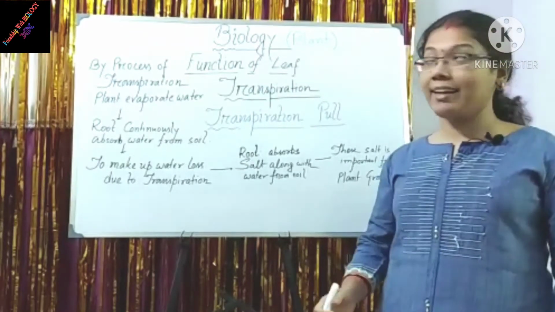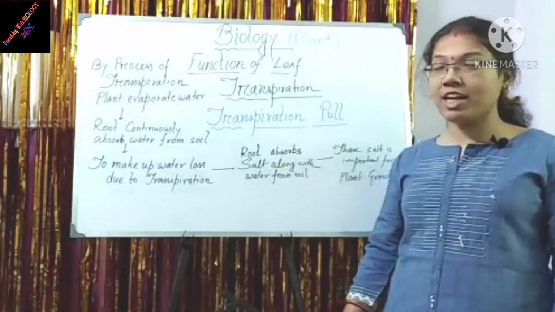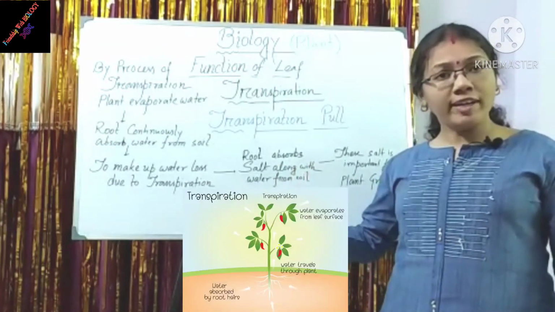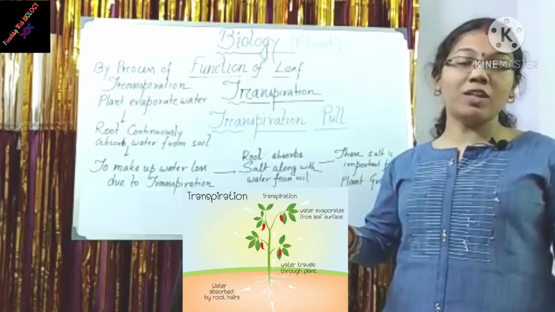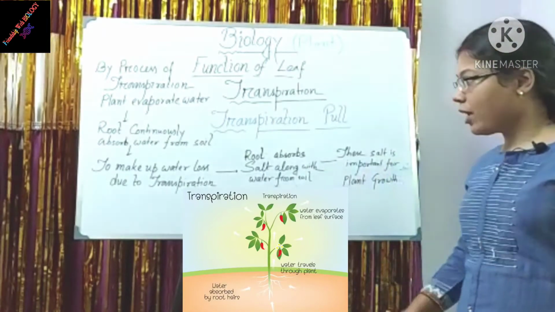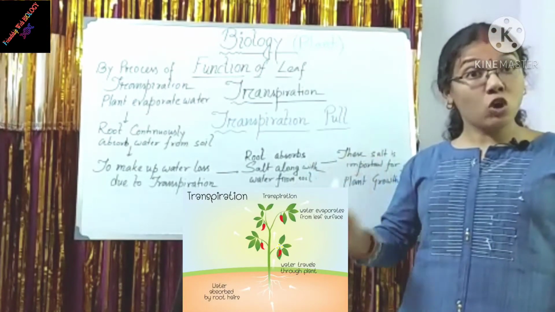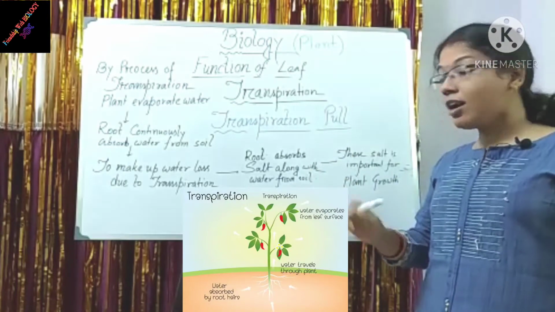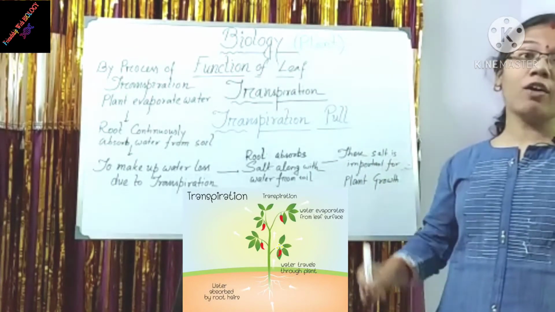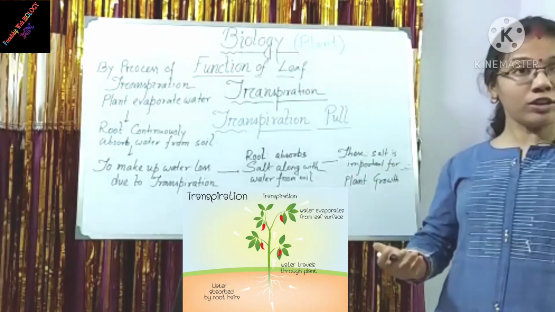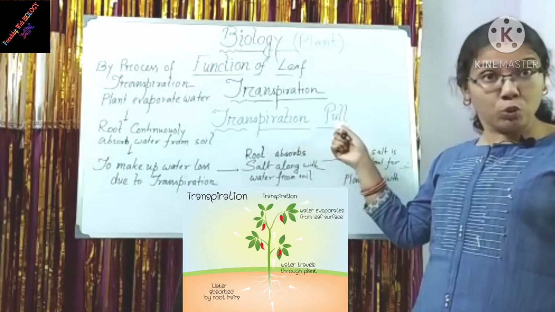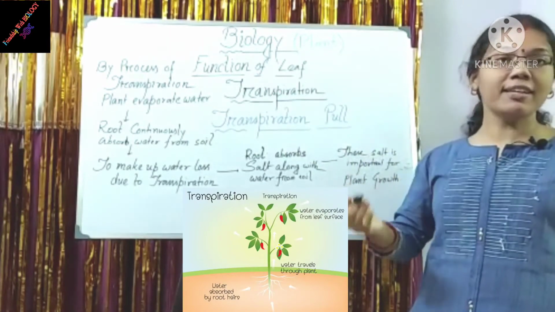We all know that by the process of transpiration, plant evaporates water. Root continuously absorbs water from the soil to make up the water loss due to transpiration. Root absorbs salt along with water from soil. This salt is important for the plant for growth. So, by the process of transpiration, the plant cools itself.